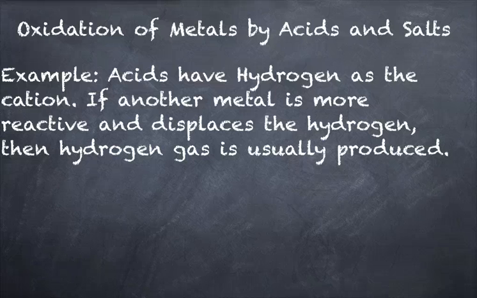And you're going to see this a lot. If you have a metal and you put that metal in an acid, you're going to get bubbles a lot. And the bubbles are hydrogen, and the hydrogen is from the acid. It's from the cation of the acid.